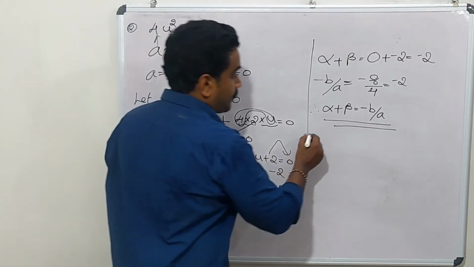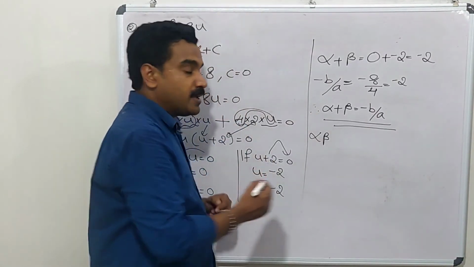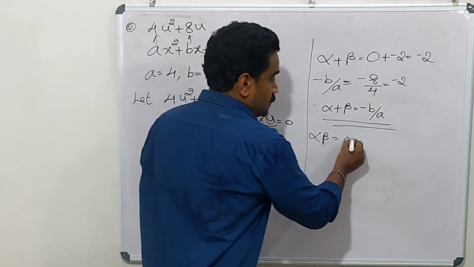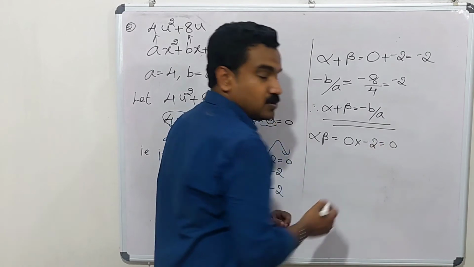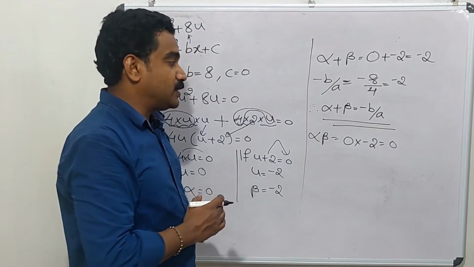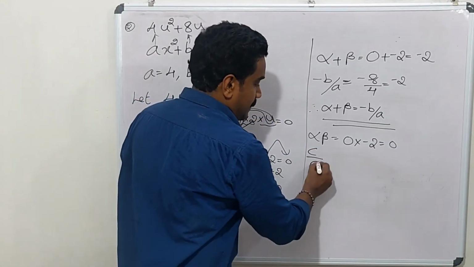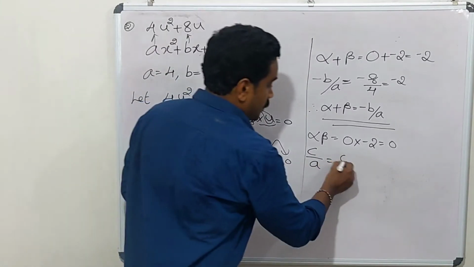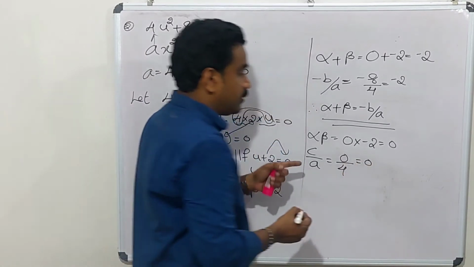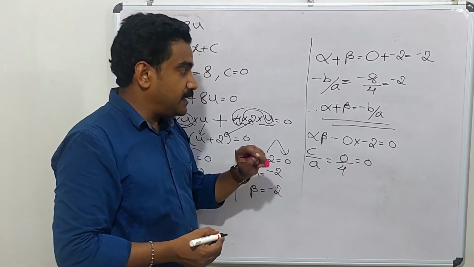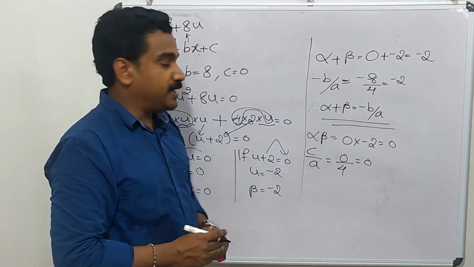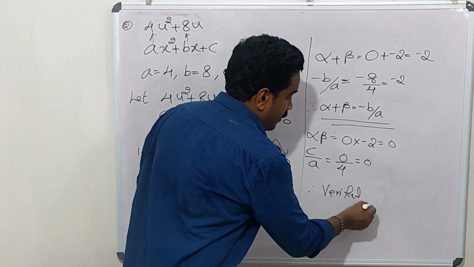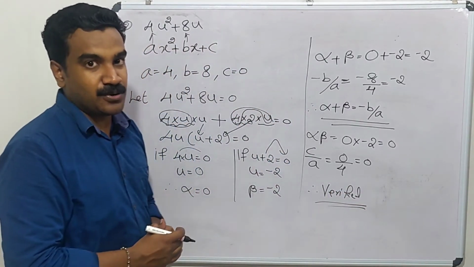Next we want to find the product of the zeros, alpha into beta. What is the product of the zeros? Alpha is 0, beta is negative 2. So 0 into negative 2. What is 0 into negative 2? 0. That is, the product of the zeros is equal to 0. And then we want to check what is c by a. What is c? c is 0, by a, 4. 0 by 4 is 0. Therefore, alpha beta equal to c by a. Alpha plus beta equal to minus b by a. Therefore, we verified the relationship between the zeros and coefficients.